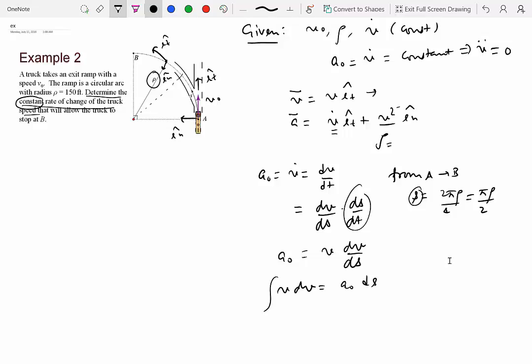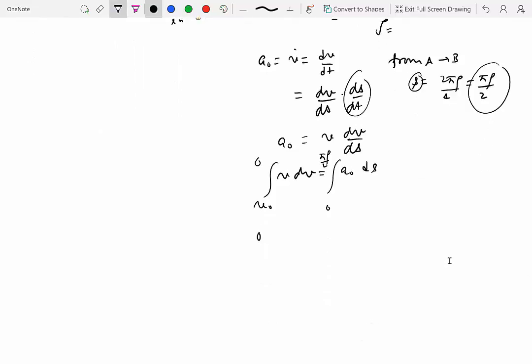We know the initial velocity is v0. Finally, it comes to a stop, so I should add that v final is 0. So this goes from v0 to 0, and this will change from 0 to the distance pi rho over 2. So we are basically putting our limits for this integral from going from A to B. So what do we get? We get 0 minus v0 squared over 2 equal to a0 times pi rho over 2.